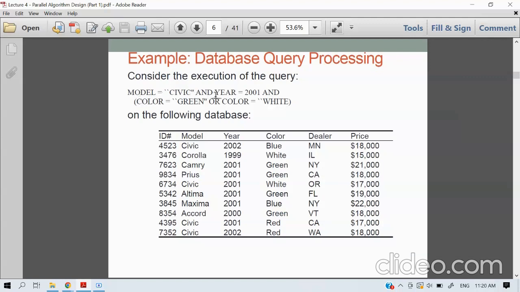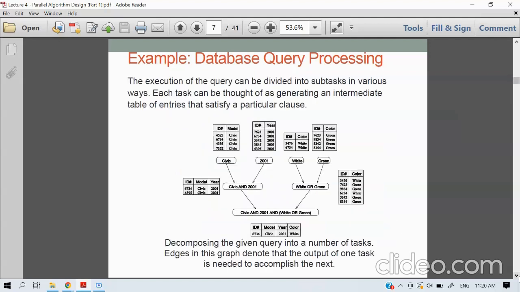Model equals Civic and year equals 2001 and color either green or white. So this is the table, and we want to find this output. So he wants to analyze this kind of task. This is where the problem is being analysed. We want to display this kind of output, Civic, year 2001 and either green or white, from this table. So let's look at the next slide.